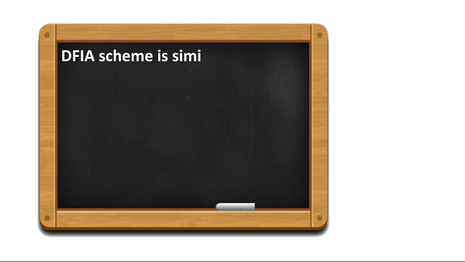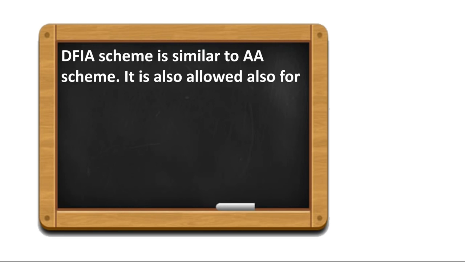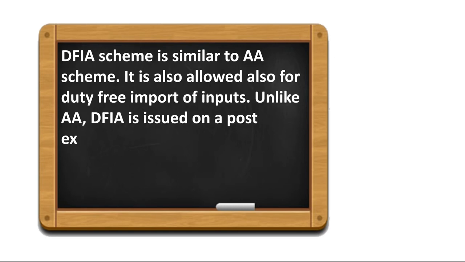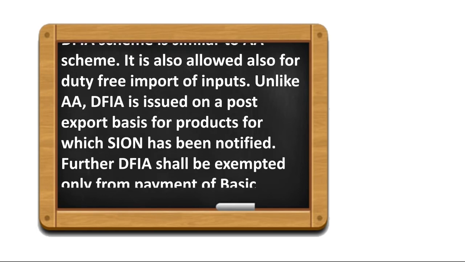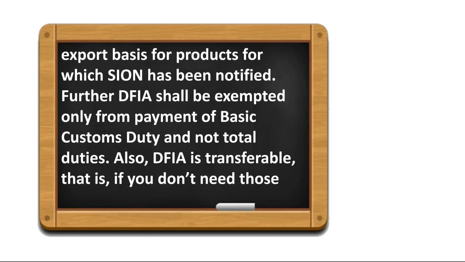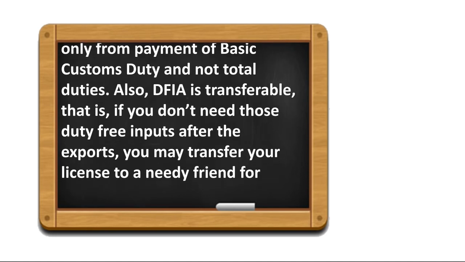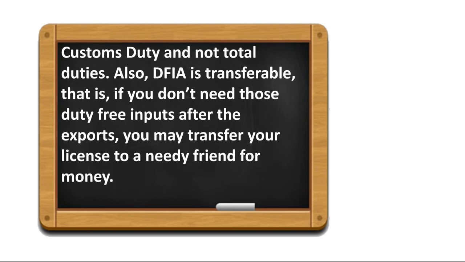DFIA scheme is similar to AA scheme. It also allows duty-free import of inputs. Unlike AA, DFIA is issued on a post-export basis for products for which SION has been notified. Further, DFIA shall be exempted only from payment of basic customs duty and not total duties. Also, DFIA is transferable. That is, if you don't need those duty-free inputs after the exports, you may transfer your license to a needy friend for money.